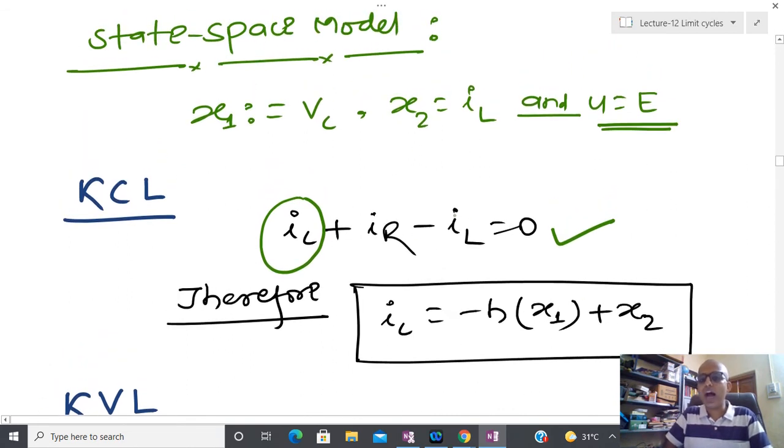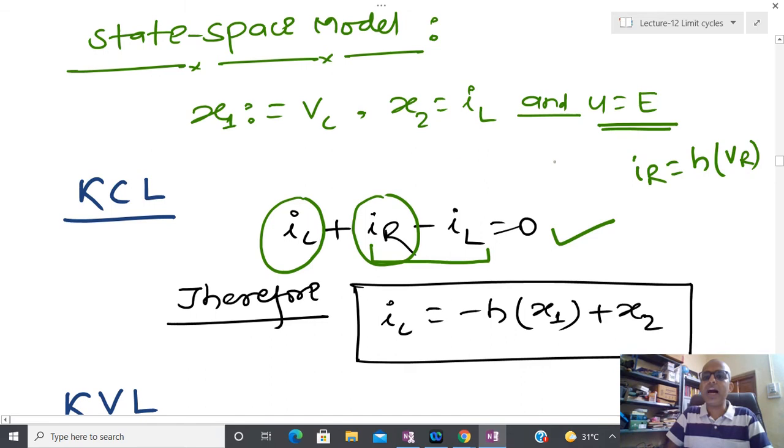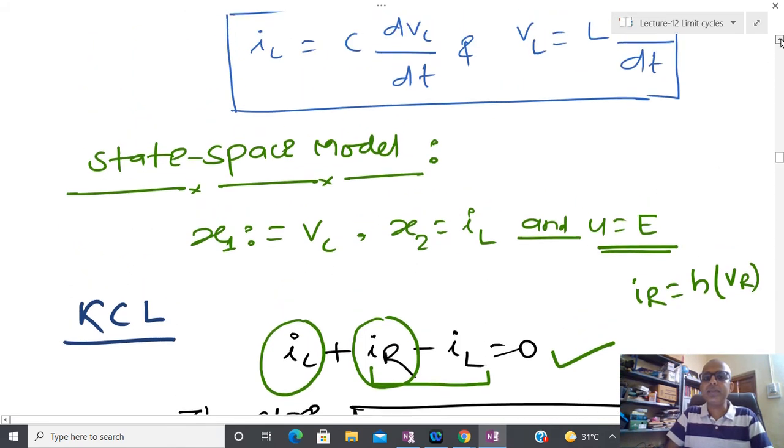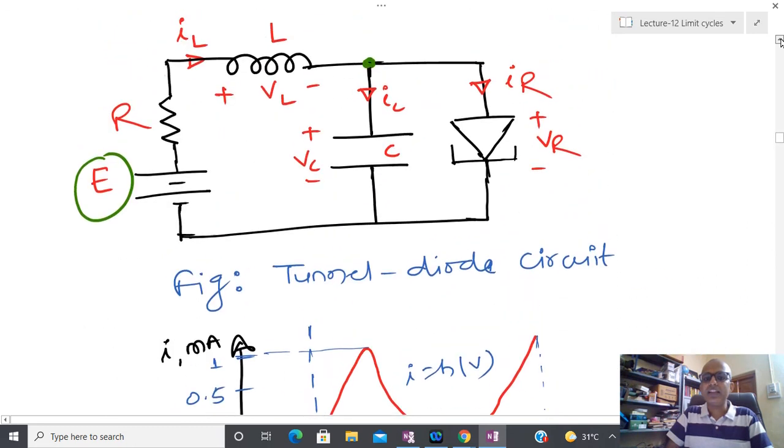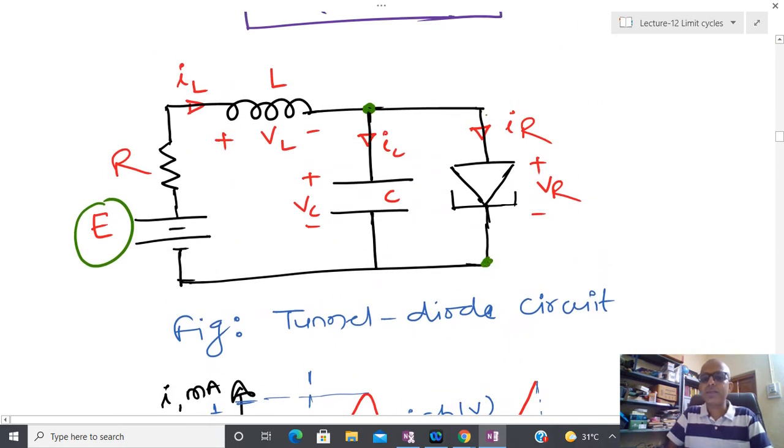So in place of IL, and since I have shifted this whole thing to the right-hand side, so plus x2, and IR, this is the current through the tunnel diode, and we have already seen that the current through the tunnel diode, IR, is nothing but some function h of VR. VR is the voltage, and you can see here that the voltage across the capacitor is exactly the same as across this tunnel diode. Due to that reason I have this relationship IR equal to h(Vc), and Vc I have defined as one state variable, and due to that reason I have this expression.